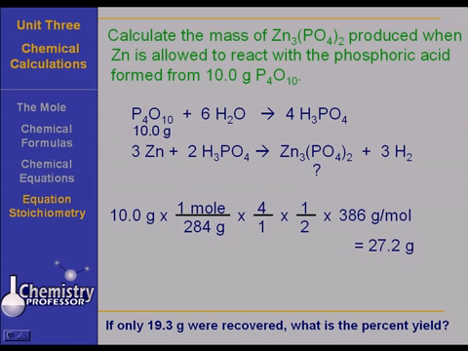But what if we only captured 19.3 grams? Maybe we spilled some. Maybe the reagents weren't good. Maybe we didn't weigh something right. Who knows? But what is the percent yield? Well, we have 19.3 grams that we retrieved. We should have retrieved theoretically 27.2 grams. Multiply that by 100, and we see that we have a 71% yield.